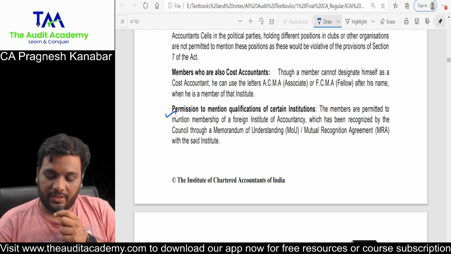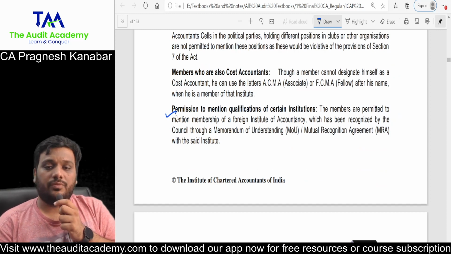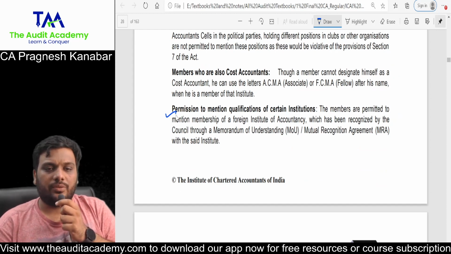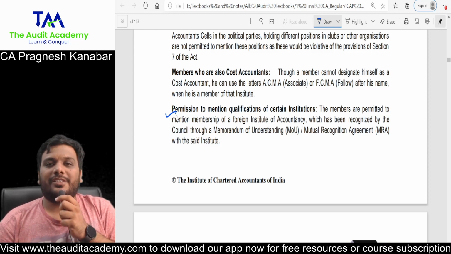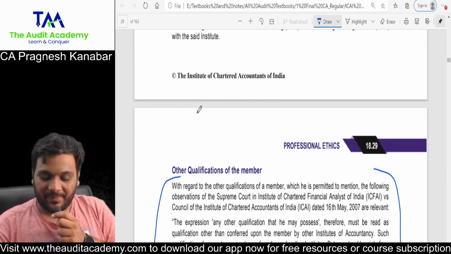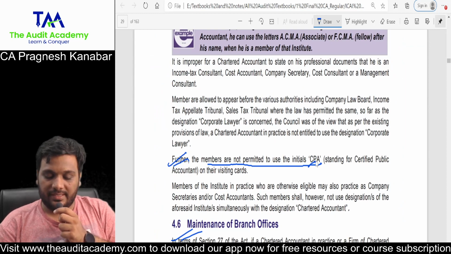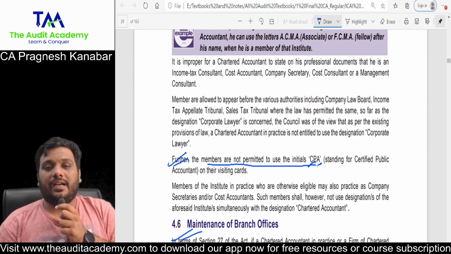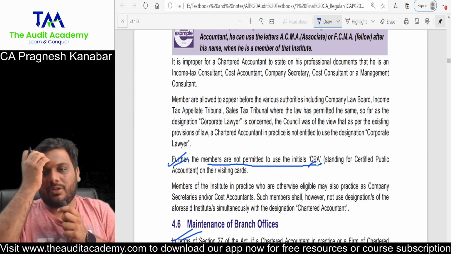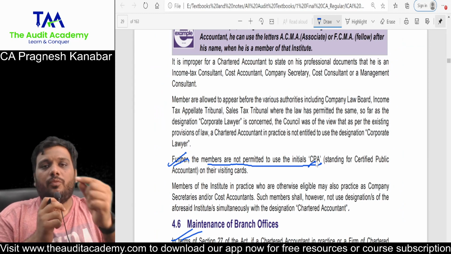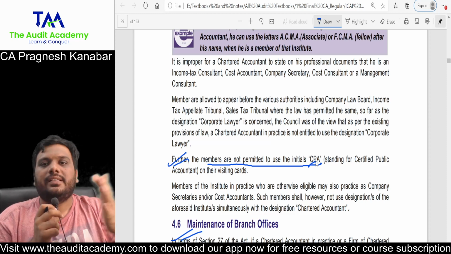you are permitted to mention qualification of certain institutions with whom ICAI has memorandum of understanding and mutual recognition agreement of the foreign accountancy institutes. So this point is discussed in the lectures of professional ethics. All right, and they are very clear that you cannot use the initials CPA on their visiting card, but CPA Ireland is one of, you can always say that you are a member of this institute. All right, and along with the institute name you can write, but you can't just say that you're a CPA.